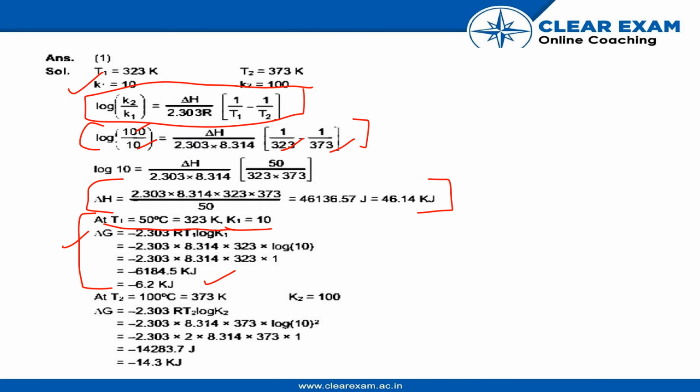We find delta G is equal to minus 6.2 kilojoules, and in the same way we find the value for T2 by just putting the values in this equation. We find delta G is equal to minus 14.3 kilojoules. So the correct option is 1.